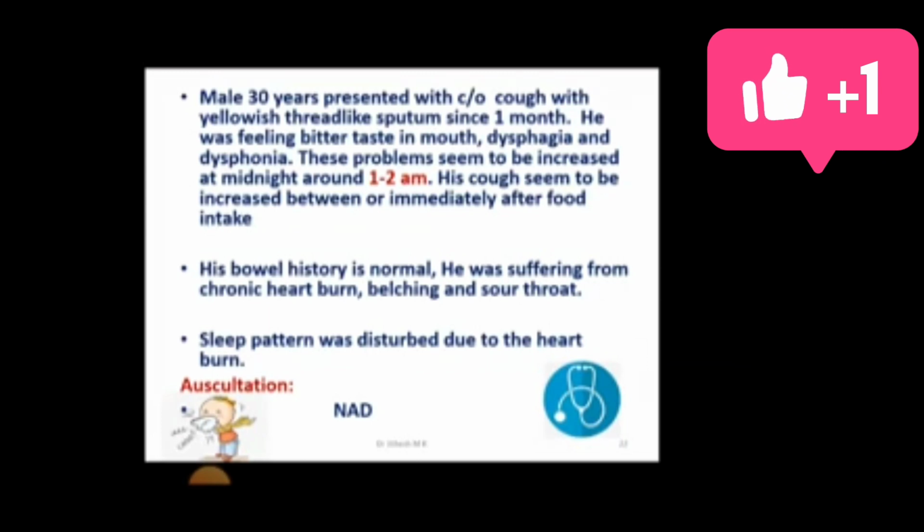What could be the diagnosis? His bowel history is normal. He was suffering from chronic heartburn, belching, and sore throat. Sleep pattern was disturbed due to the heartburn. In between the sleep also, he gets severe heartburn and belching, and he wakes up. On auscultation, everything was normal, the heart sounds were all normal, no other systemic problems. What could be the diagnosis?